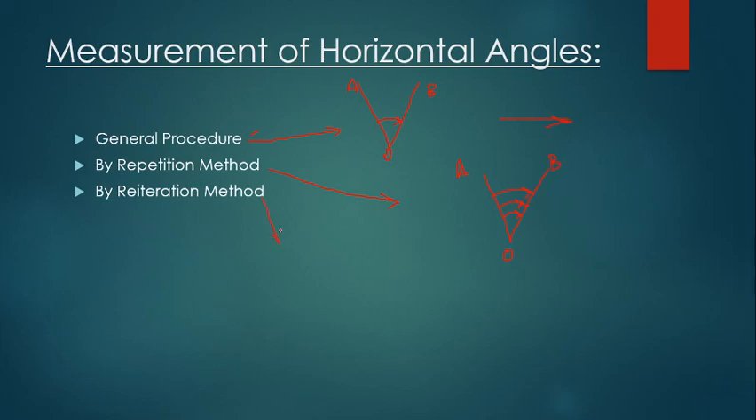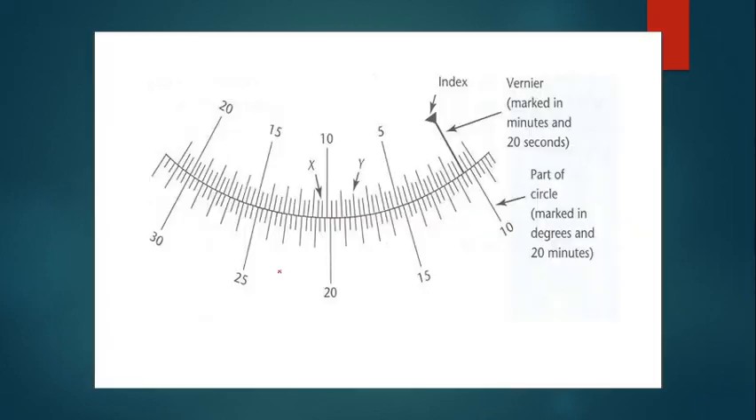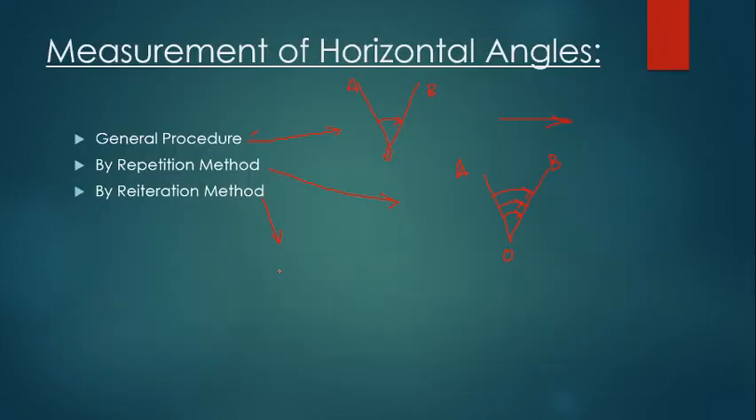This method is also a more precise method, unlike the general procedure. In the repetition method we get a precise angle, and in the reiteration method also we get a more precise angle. But here the method is somewhat different, and it is adopted when a number of horizontal angles are to be measured from the same station. That is its most suitable use. Anyhow, we are going to discuss the reiteration method in detail in the next slides.